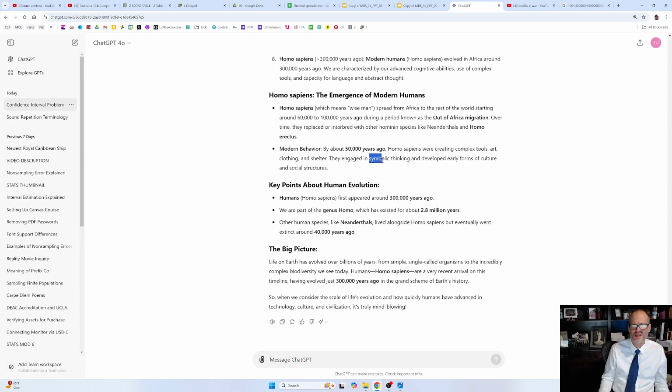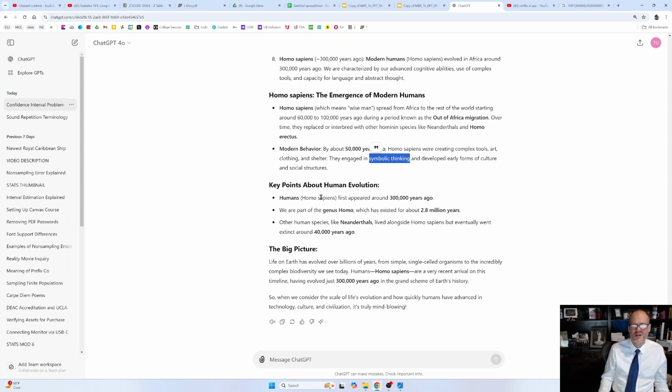So symbolic thinking, that's super interesting. I think that would be like thinking in symbolic representations, like symbols represent stuff, letters represent stuff, words represent stuff. Like you write down words and it represents a thought, or a TREE represents a tree.